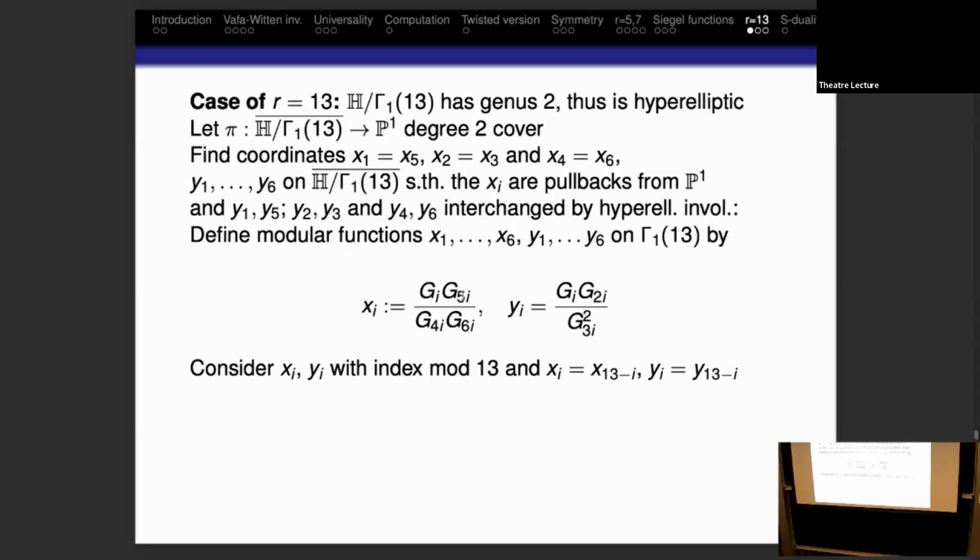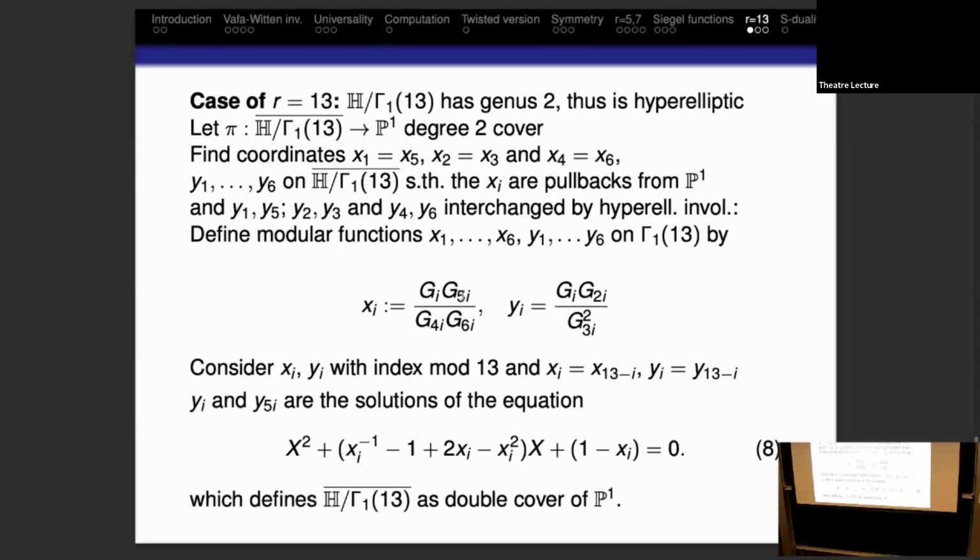And then we find that we have this nice quadratic. If I fix i, the y_i and y_5i in each case satisfy this relatively simple quadratic equation with coefficients the corresponding x_i. This establishes my curve as a double cover of P^1. This is the equation of the double cover.